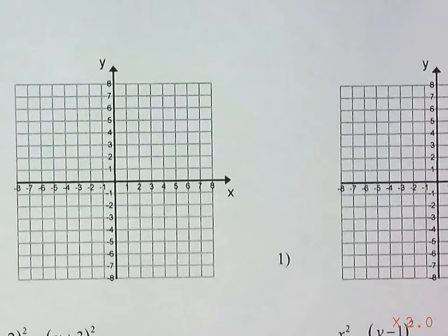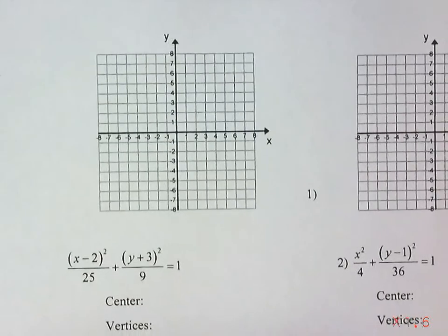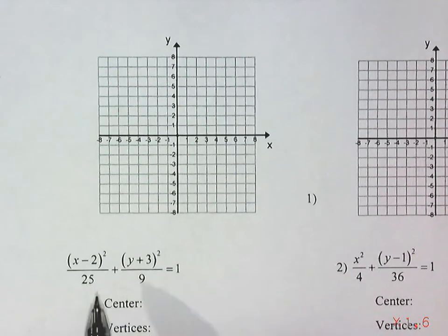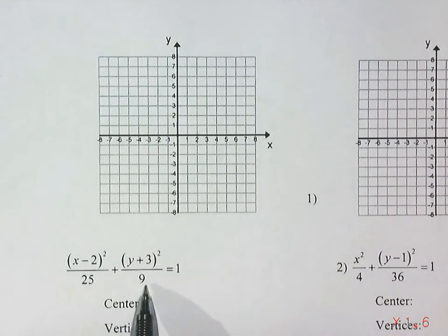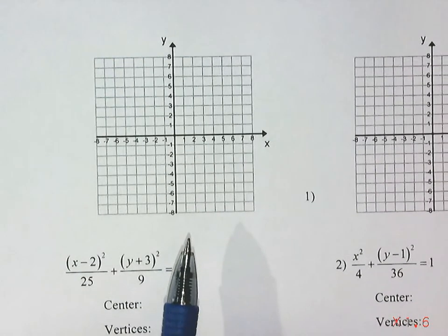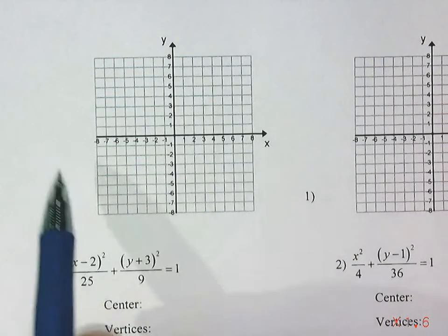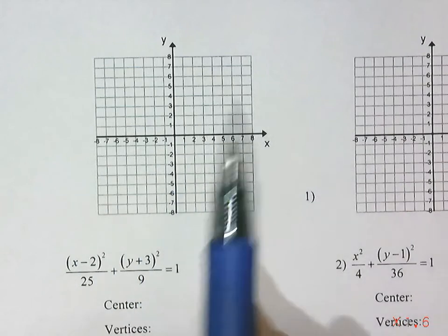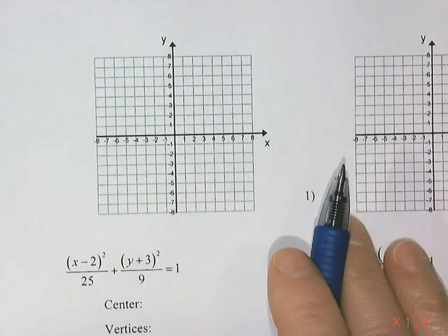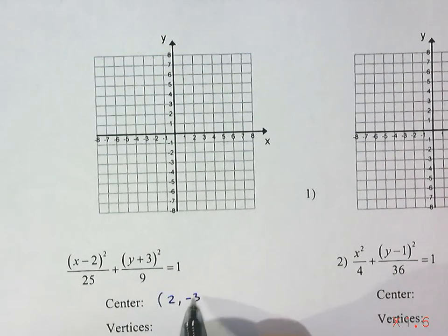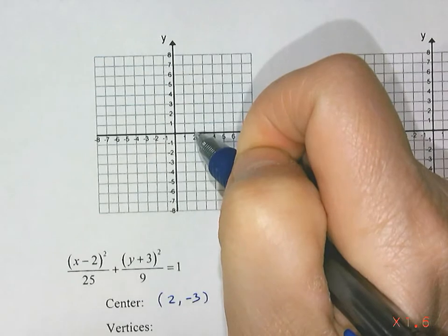My first example is (x minus 2) squared over 25 plus (y plus 3) squared over 9 equals 1. Right away I want to see which value is larger, the 25 or the 9. The 25 is larger, so I know since the 25 is under the x, it's going to be a flatter football. It'll be lying on the ground. So I'm first going to start out with a center. My center is the point (2, negative 3). So I go over 2, down 3.